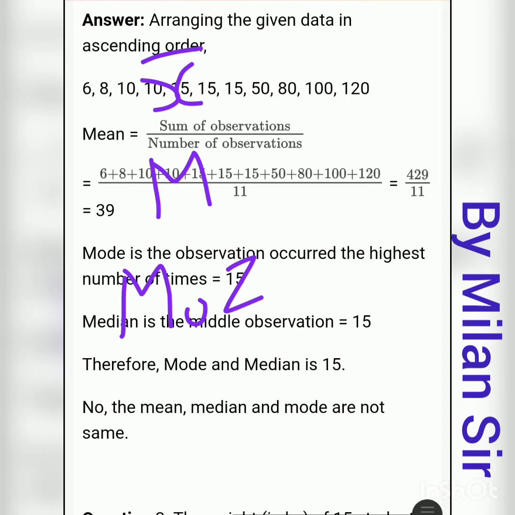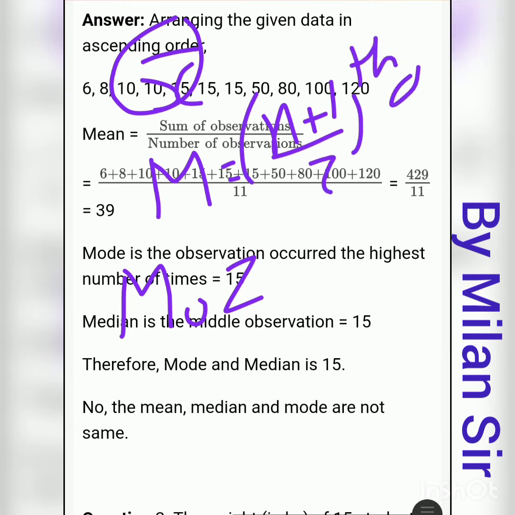Okay, for mean we have the formula: sum of all the observations divided by total number of observations. For median we need to arrange the data in ascending order, after that the (n plus 1) by 2th observation, and mode we can directly find, the most repetitive value.